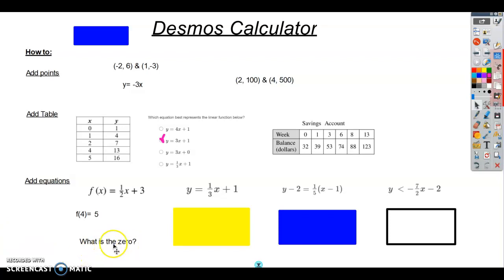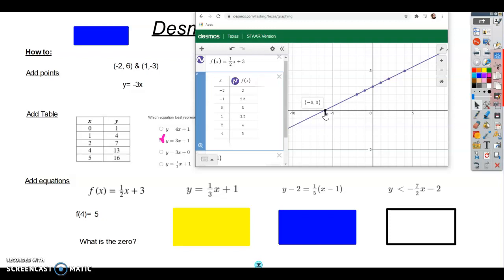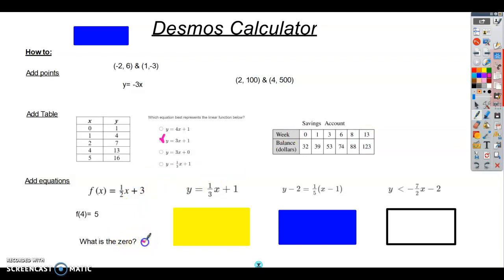What is the 0? So the 0 of that equation, it's in my graph. 0 is another word for x-intercept. X-intercept. So make sure that you write that down. So my x-intercept right here where it crosses the x-axis is at -6. So my answer would be -6, and that's my x-intercept. Okay.